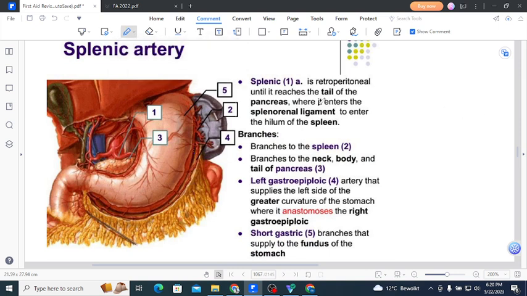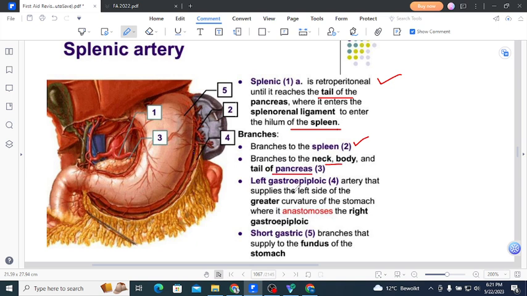So the splenic artery is retroperitoneal until it reaches the tail of the pancreas, where it enters the splenorenal ligament to enter the hilum of the spleen. The branches arising from the splenic artery are the branches going to the spleen, definitely, because it is the splenic artery. Then branches to the neck, body and the tail of pancreas.